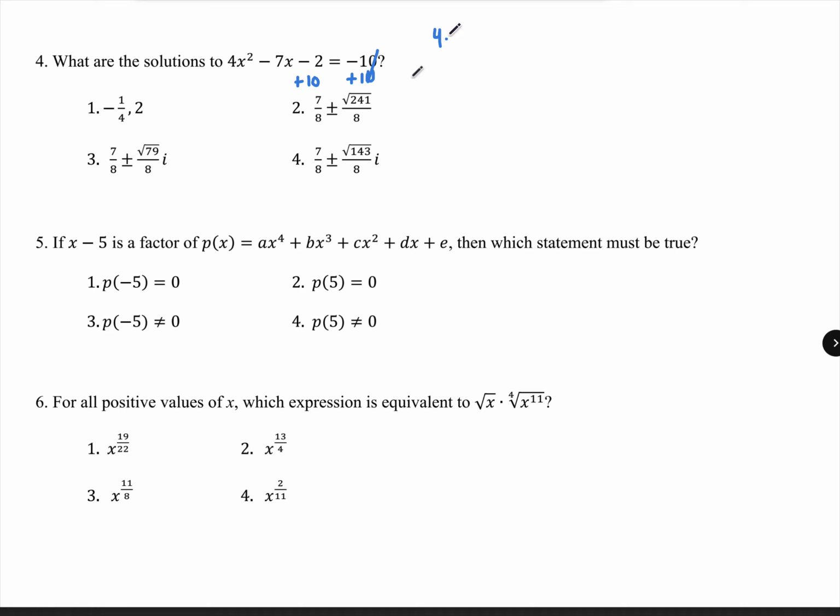I'm left with 4x squared minus 7x minus 2 equals 0, right? And I kind of love when I see you guys now say, well, I know for the quadratic formula I need an A, a B, and a C. My A value is 4. My B value is -7. And whoops, that's actually a +8.